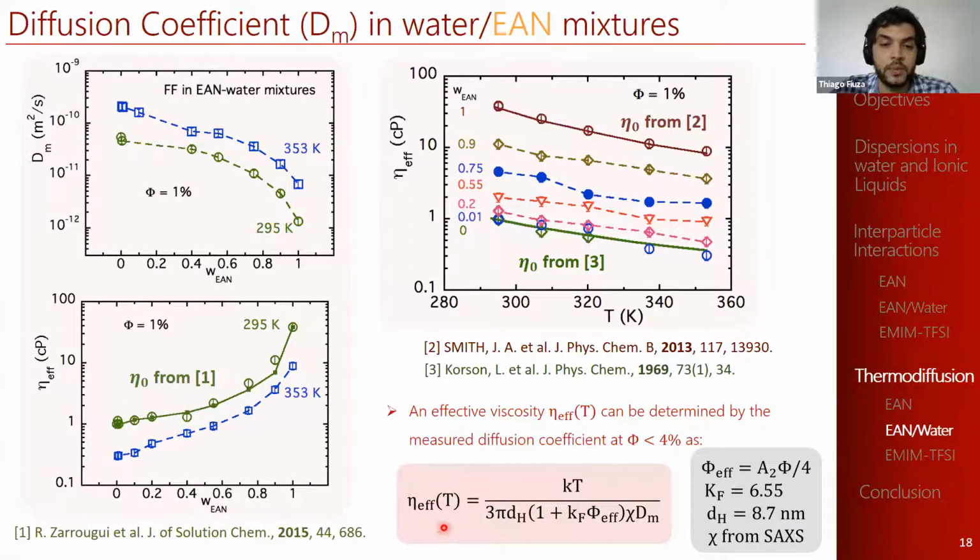By this equation, we can actually determine an effective viscosity in terms of the diffusion coefficient using the parameters determined previously. As you can see here, with the viscosity determined in the literature for these mixtures, the experimental values that we obtain are really close. However, we don't have it as a function of the temperature. But as you can see here, in the whole range, the viscosity is reduced as we increase the temperature, as we would expect.